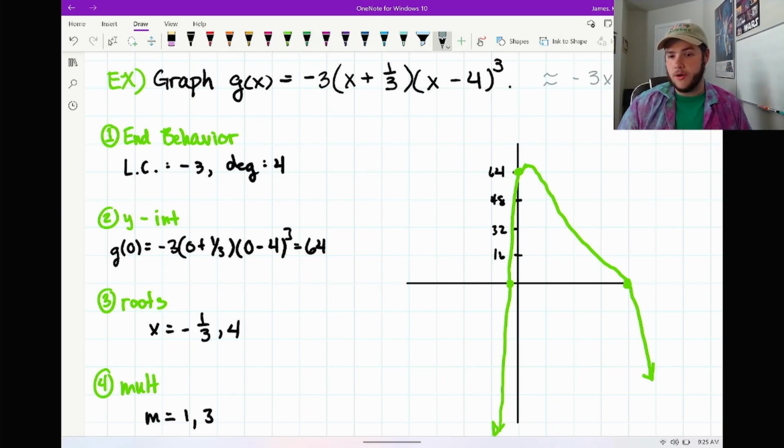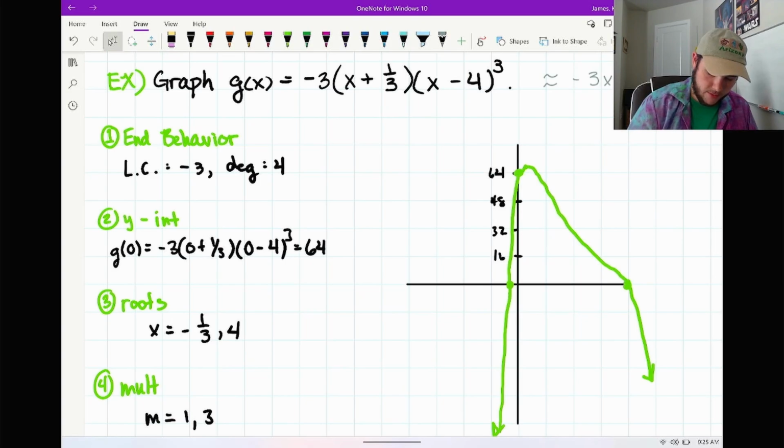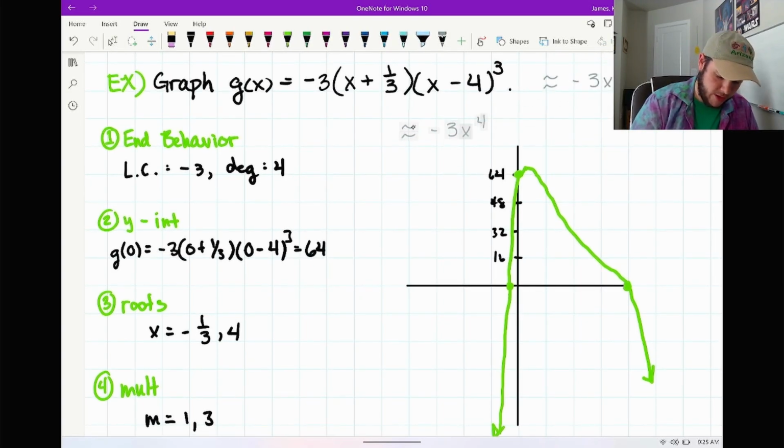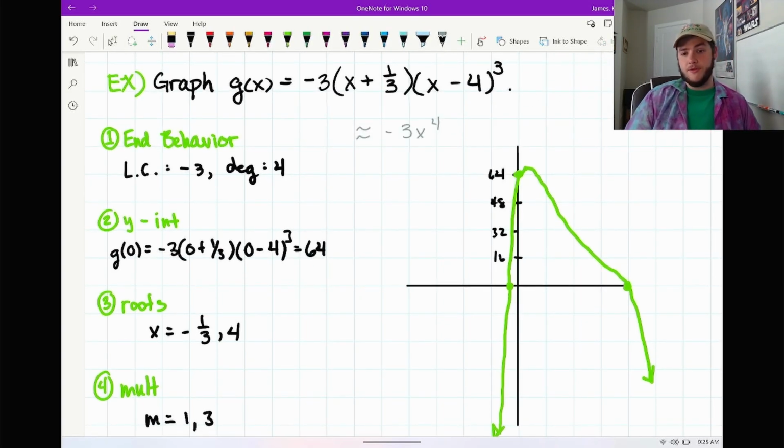That has degree 4, and my head is in the way of that. Let me move it here. That has degree 4 and leading coefficient negative 3. Since the leading coefficient is negative, I know the left end points down, and the degree is even, so I know the right end matches. Next, I find the y-intercept, which I found to be at 64. Then I find the roots, which I can read right off of this guy since it's already fully factored for us to be negative 1/3 and 4. And finally, I need to find the multiplicities.